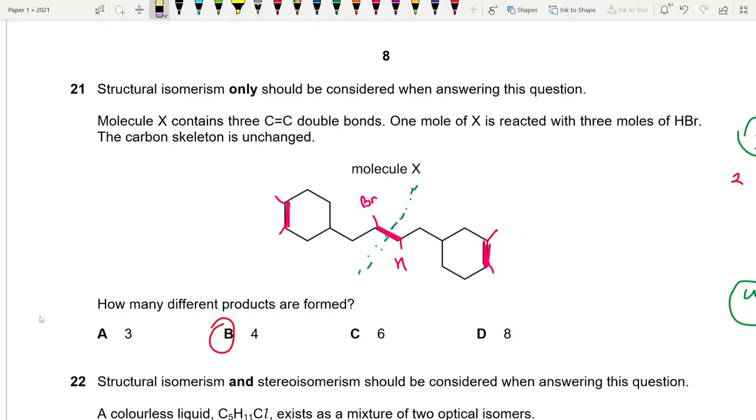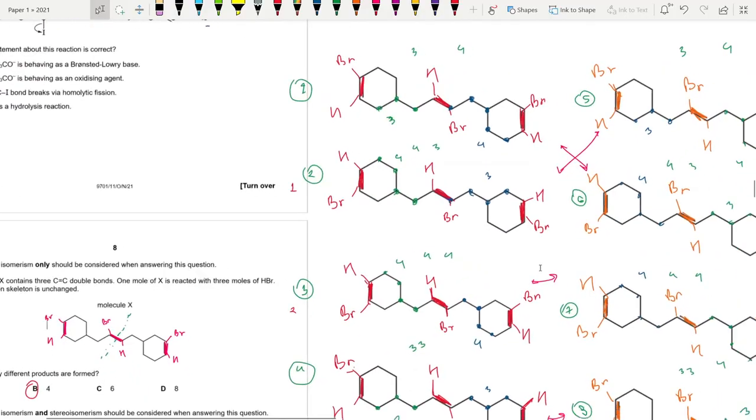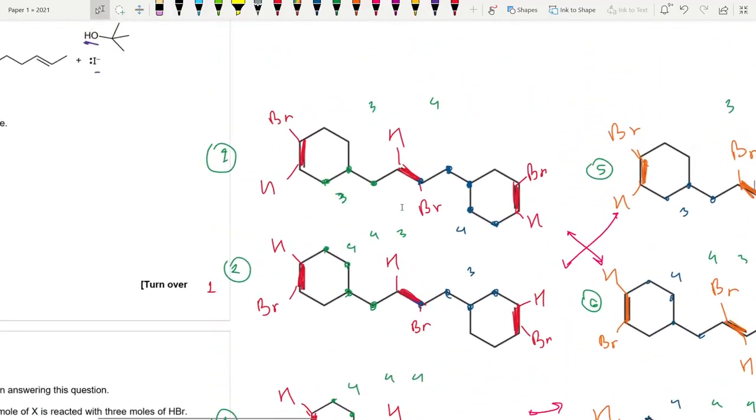Let me show you the combinations again. It's either hydrogen hydrogen, bromine bromine. This is one. Then the other one is like this: hydrogen hydrogen, bromine bromine. This is the other one, because clearly it's not the same. These two are not the same compounds, the one above and below. Look, this one and this one, they're not the same.